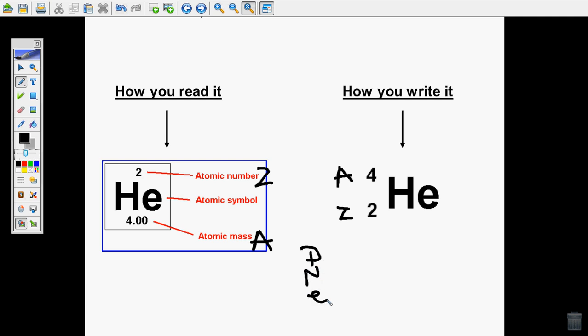neutrons, and electrons: we use the Z number to tell us protons, so we have 2 protons. The number of protons equals the number of electrons in a neutral atom, so we have 2 electrons. And the number of neutrons is the A number minus the Z number, which gives us 2 neutrons. So we have 2 protons, 2 neutrons, and 2 electrons.